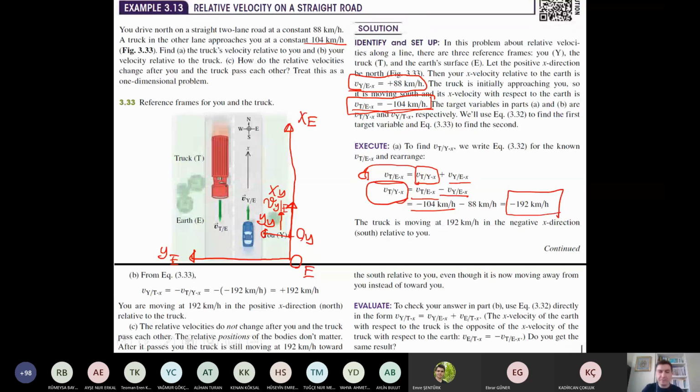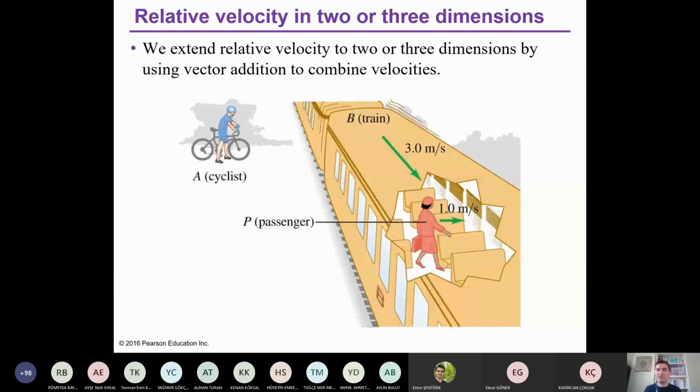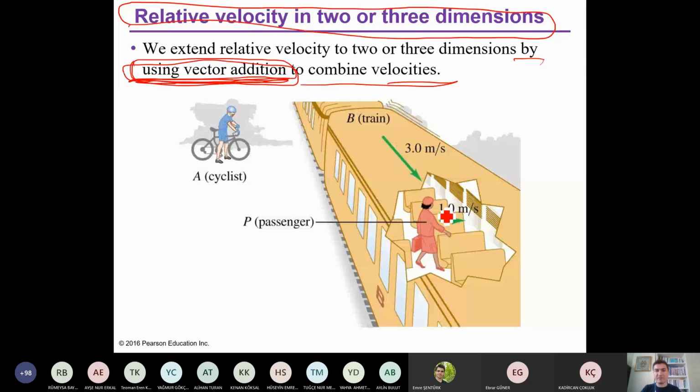Okay, this is an example from the book. I will not go into detail. Then let me continue with the relative velocity in 2 or 3 dimensions. We would like to extend relative velocity to 2 or 3 dimensions by using vector addition to combine velocities. This term is very important: by using vector addition to combine velocities. So if you are dealing with relative velocity in 2 or 3 dimensions, using vector addition will help you a lot. Don't forget, okay? We will have some examples I will show you.